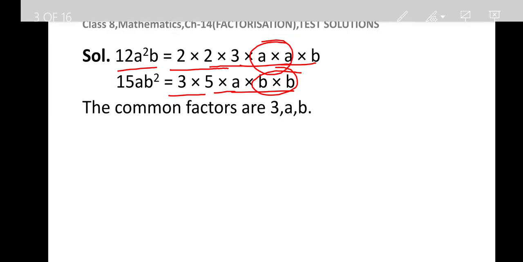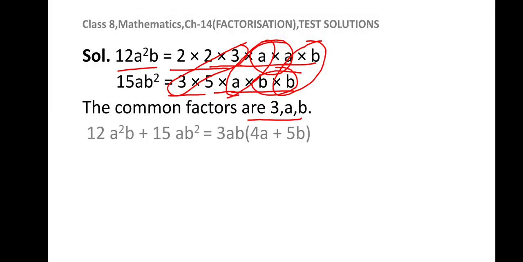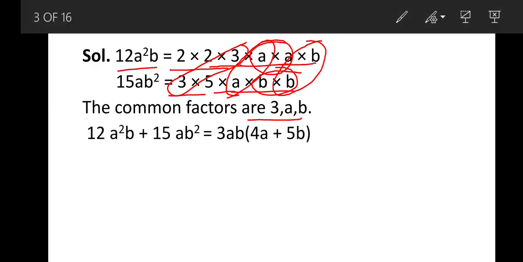Now we need to find the common factors. First of all, we need to find the common factors, and then the other factor will be written inside the bracket. So the common factor is 3. 3 is present in both the terms, and 1 time a and 1 time b. So the common factors are 3ab. So we will be writing 3ab outside the bracket, and the rest of the factors will be written inside the bracket.